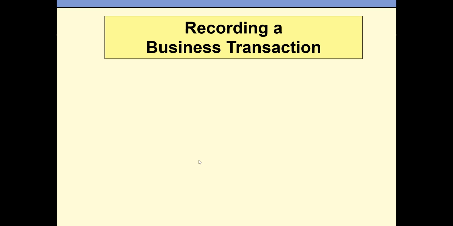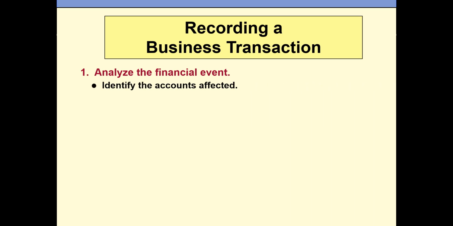And so what we're going to do is go through a four-step process of recording a business transaction and journal entry that you can use for any business transaction to help you journalize a transaction. I'm going to start with step one, and this comes from our presentation for chapter 4 this week. Step one of recording a business transaction is to analyze the financial event. We're going to read through it and look at what event happened, and we're going to identify the accounts affected.